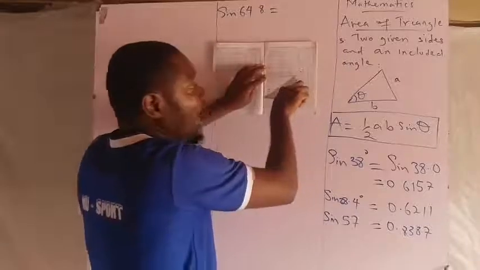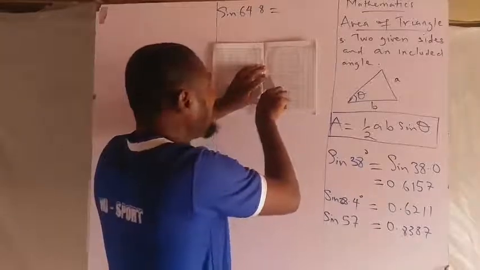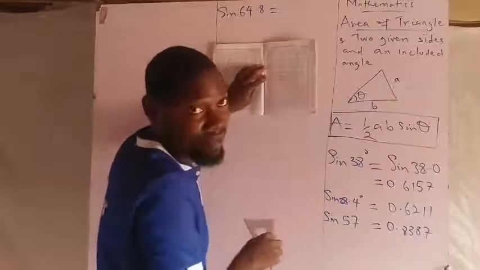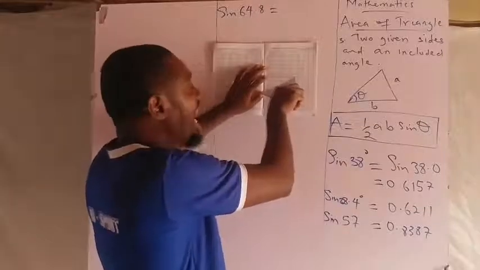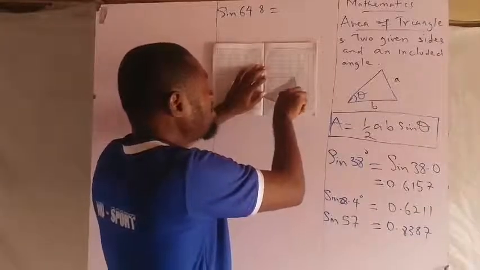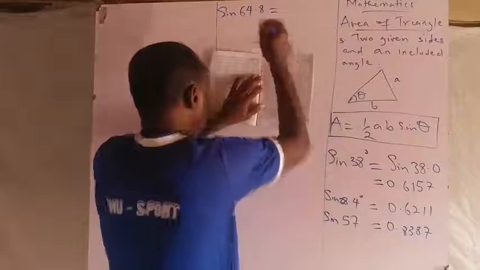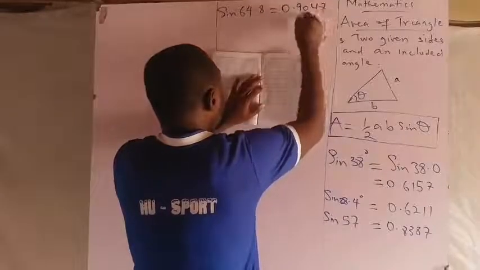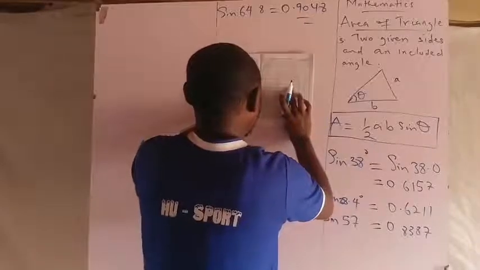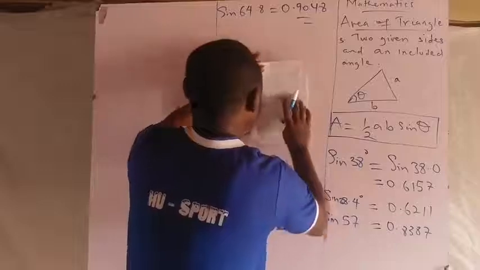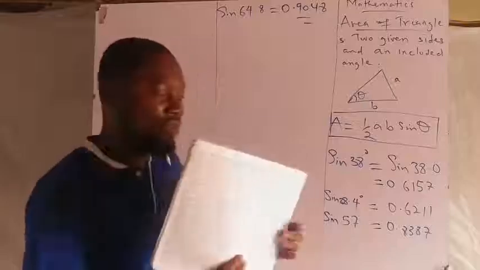On the book here, we don't have 0 point. It's only the first number that has the 0 point, but that 0 point goes with all the numbers on that line. On the book here, what you have is 9048. But your answer will be 0.9048. 0.9048 is sine 64.8. This is how you use your 4-figure table.